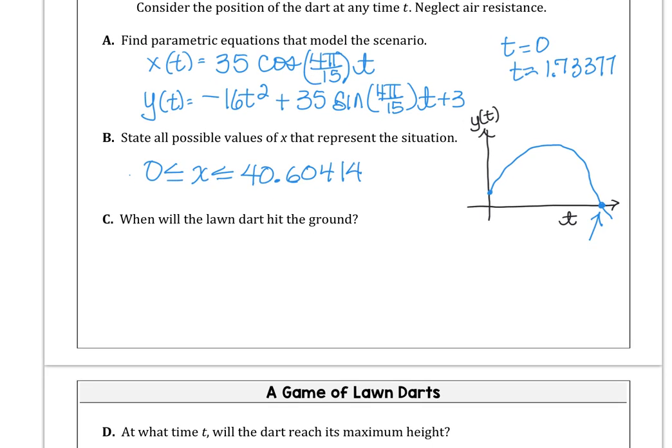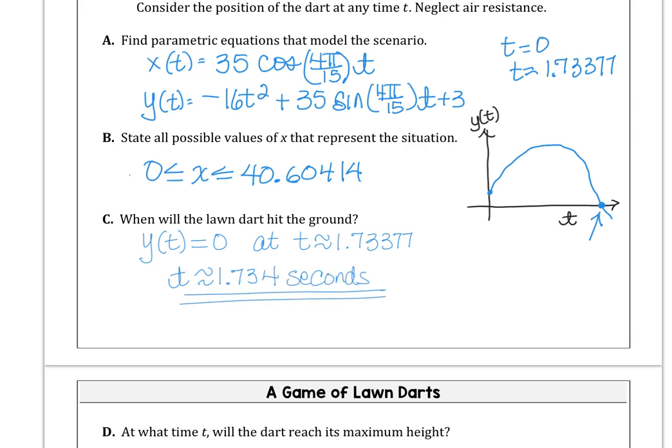Well, we just figured that out. So we really did C before we did B. The y of t is 0 at t is about 1.73377 seconds. So we can round that to 1.734 seconds.